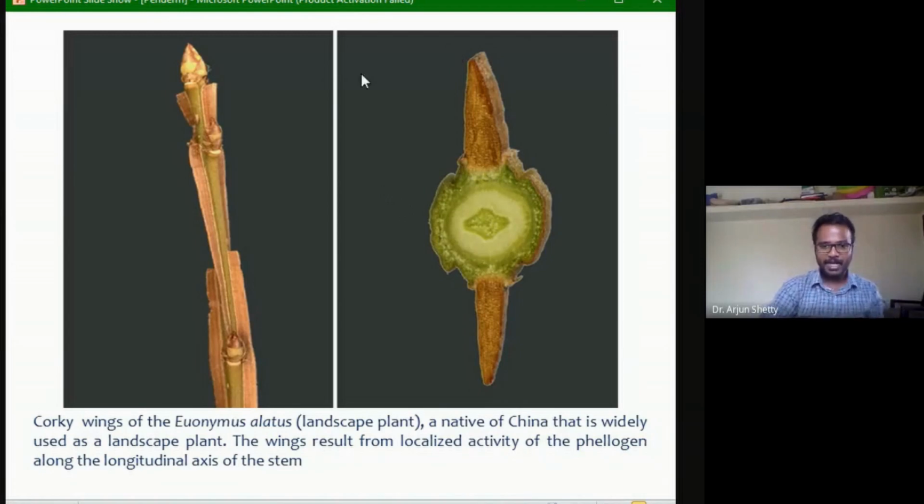So here I would like to show some images, because I don't have anything further to explain right now. Are you all able to see the first image and the second image?